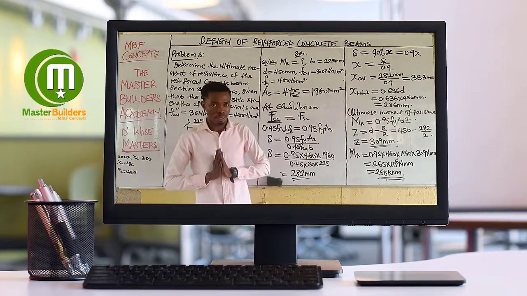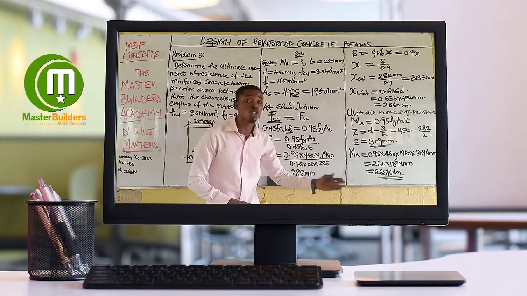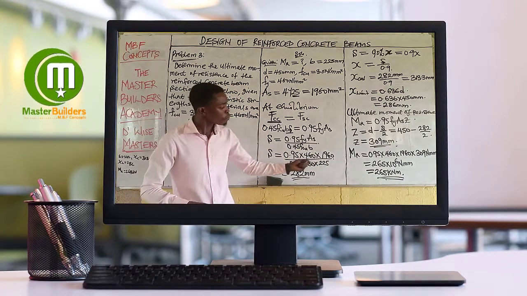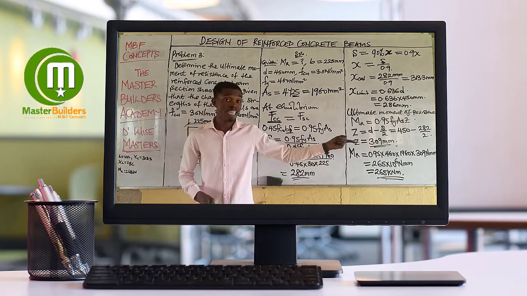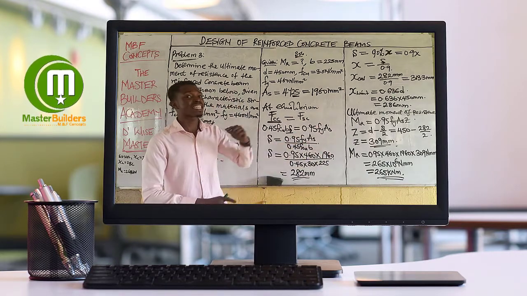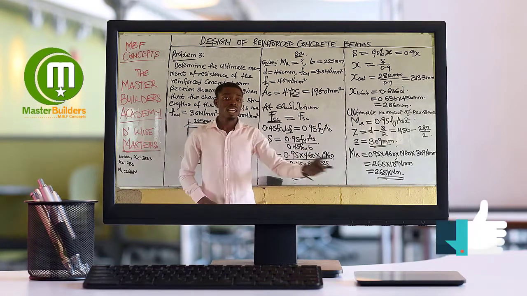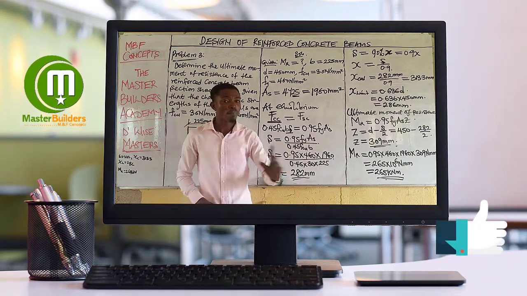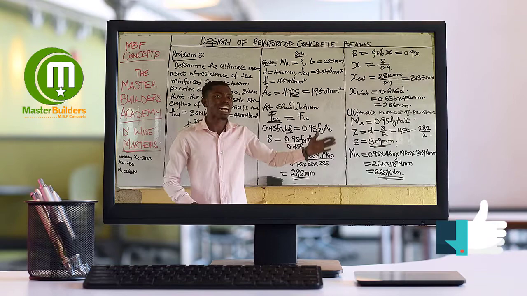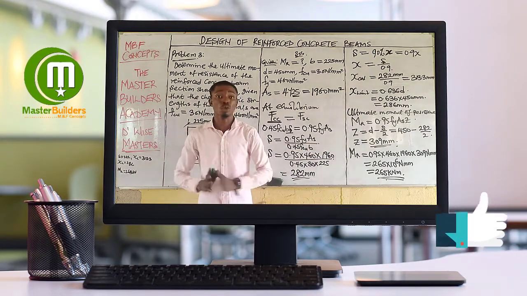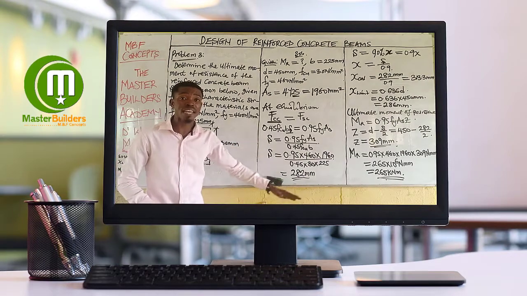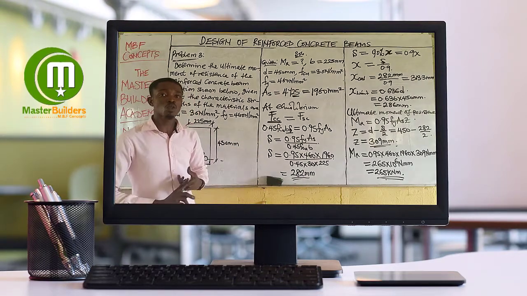So now we have looked at how to determine the area of reinforcement for a simply supported beam. In our next lesson, we will be examining that of a cantilever, a fixed-ended beam, a propped cantilever, overhanging beams, and fixed-ended and continuous beams. If you have any question, don't hesitate to ask.